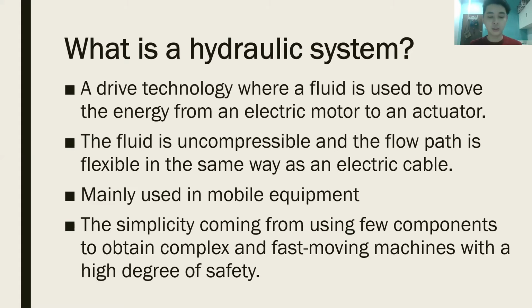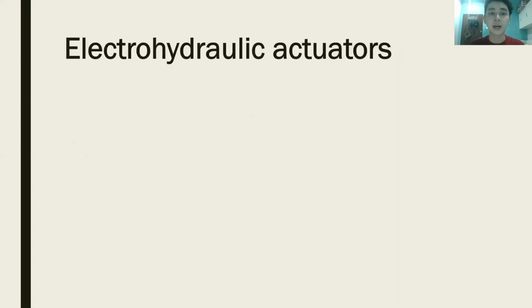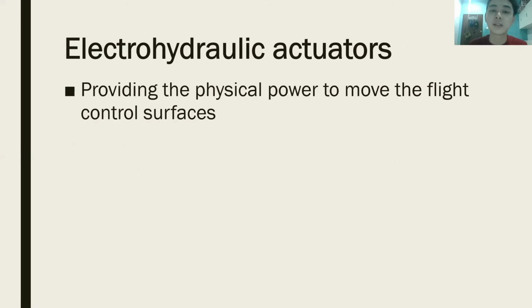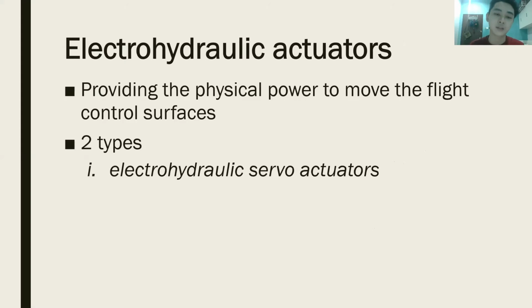In an automatic flight control system, there are electro-hydraulic actuators. What do they do? They provide the physical power to move the flight control surfaces. There are two types of electro-hydraulic actuators. The first type is electro-hydraulic servo actuators, and the second type is automatic trim.